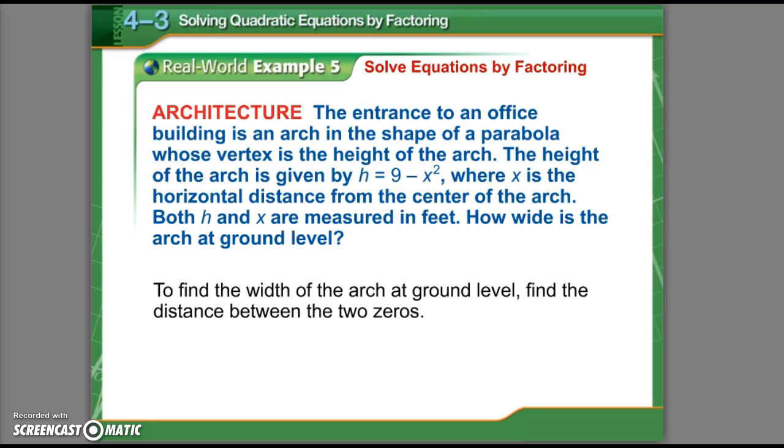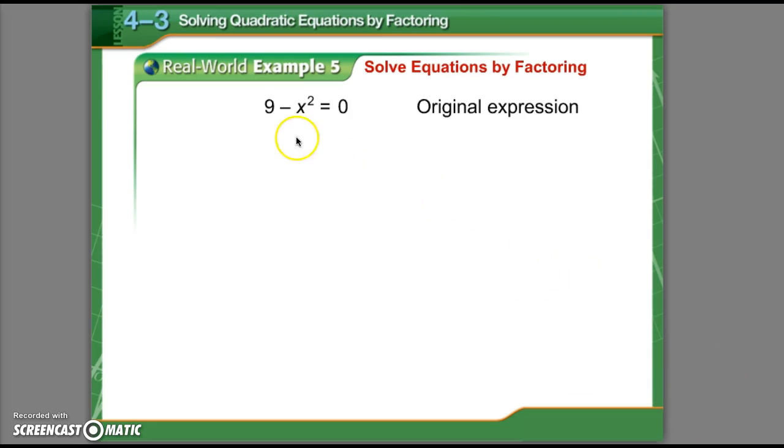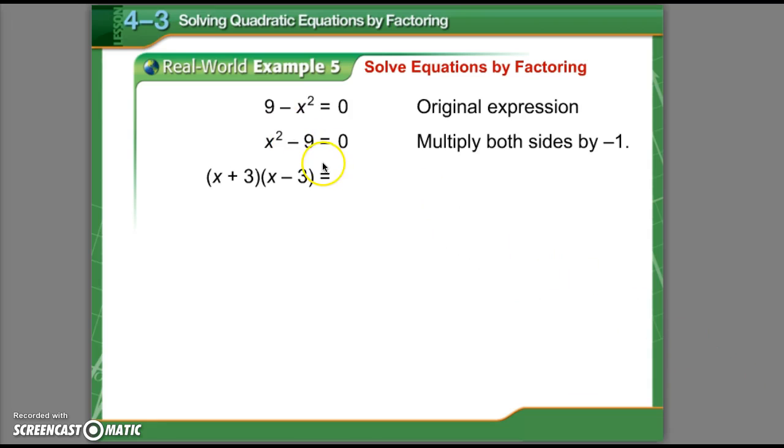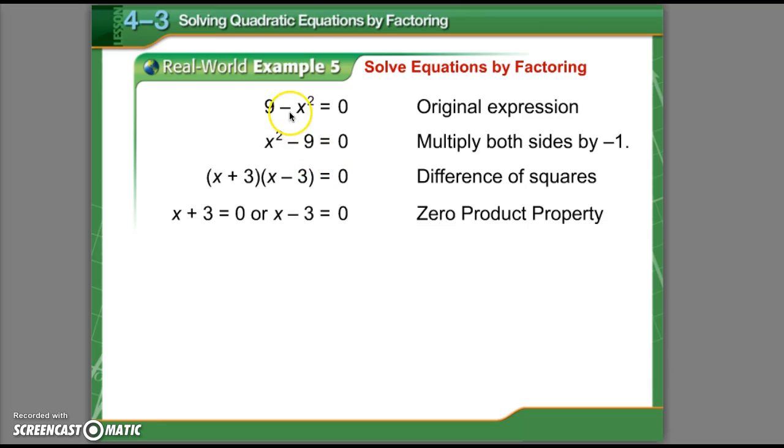So if we're going to find the width of the arch at the ground level, what we need to do is find the distance between the two zeros of the equation. So first we need to know what the two zeros of the equation are. So we're going to take our equation. If we bring this negative x squared to the other side, it becomes positive. And if we bring the positive 9 to the other side, it becomes negative 9. So that's what they did here, just to get this. Effectively, what they did is they multiplied both sides by negative 1.